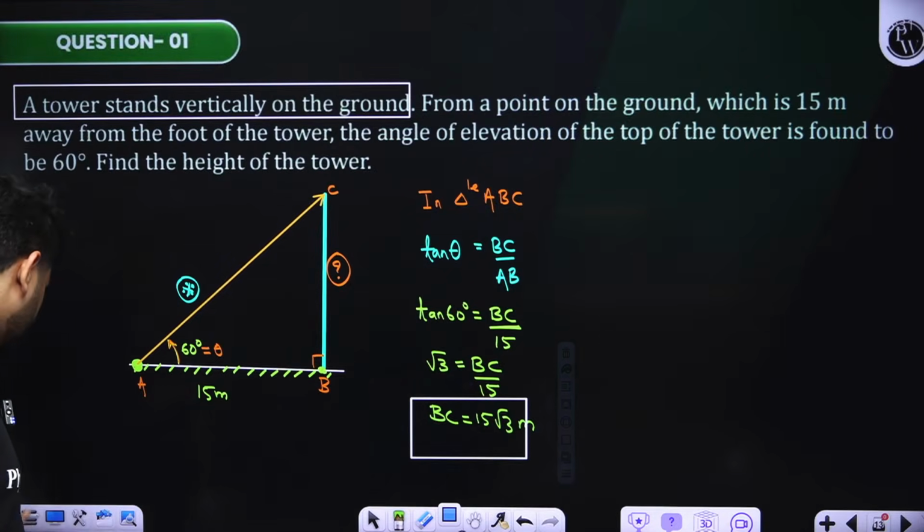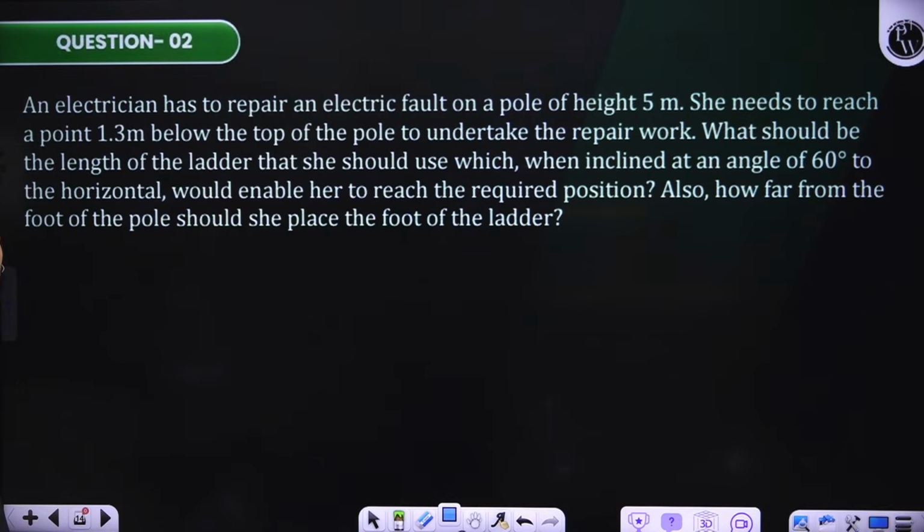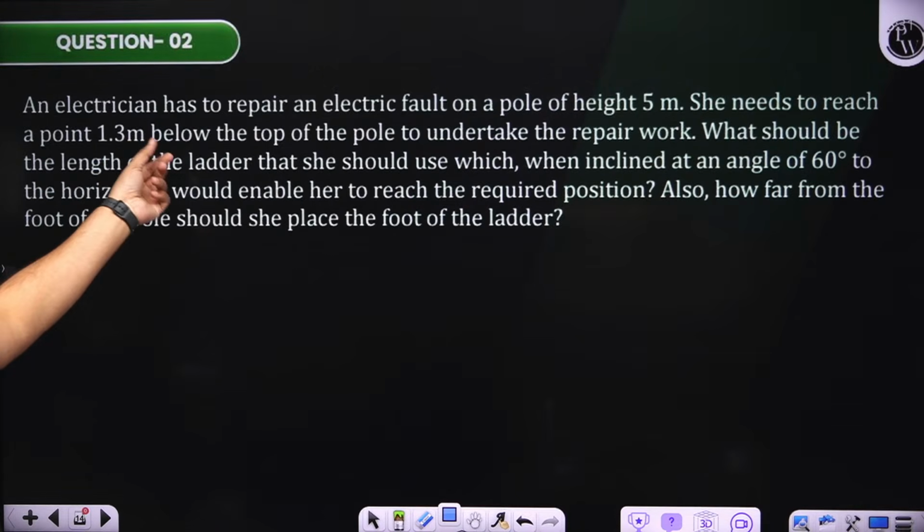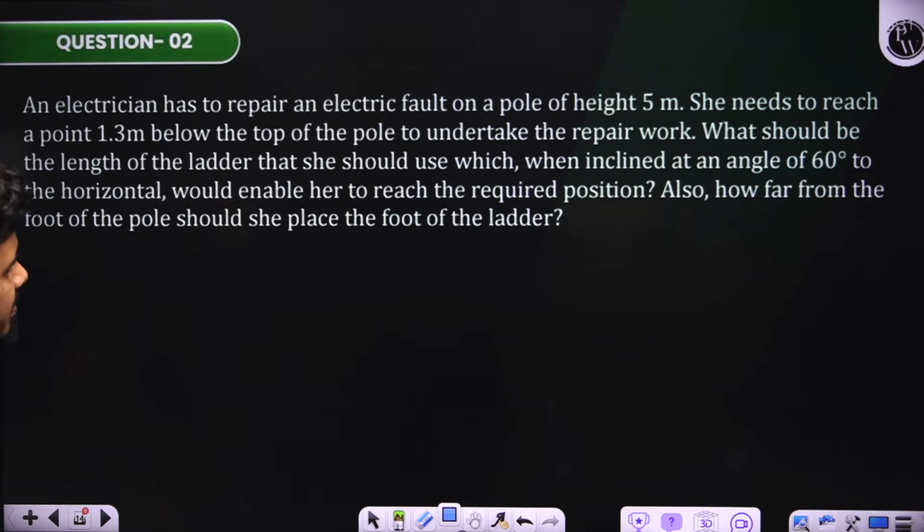Okay, next. An electrician has to repair an electric fault on a pole of height 5 meter. She needs to reach a point 1.3 meter below the top of the pole to undertake the repair work. What should be the length of the ladder that she should use, which when inclined at an angle of 60 degree to the horizontal would enable her to reach the required position? Also, how far from the foot of the pole should she place the foot of the ladder?